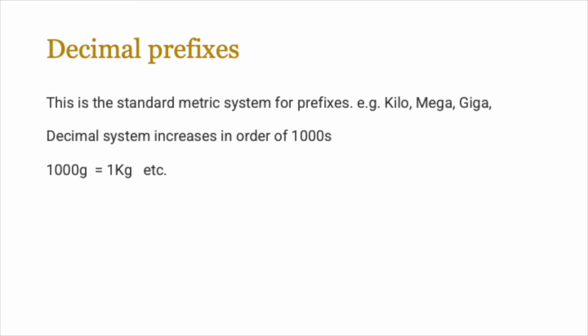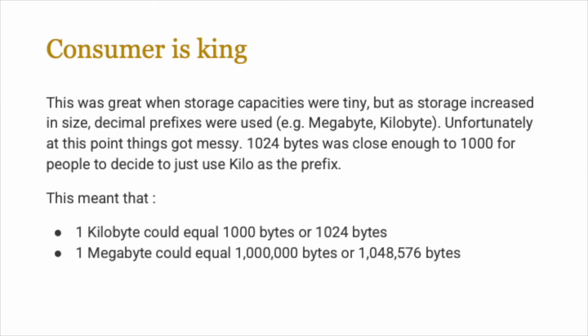And we use something similar, which most people are familiar with in their day-to-day life. Now, why did this happen? Well, it's because consumer is king. And this was all great when storage capacities were very tiny. So in the old days, we never used to worry about megabytes and gigabytes. People used to work with bits and bytes, and storage capacities were so tiny that decimal prefixes seemed normal. But as storage increased in size, unfortunately, that caused a bit of a problem.